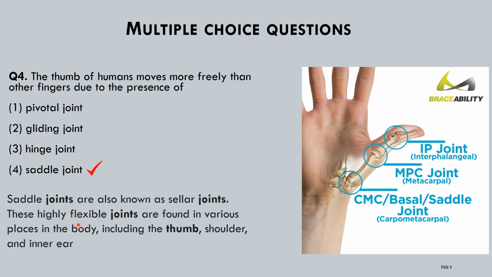These highly flexible joints are found in various places in the body, including the thumb. The main one is the thumb, and you can also observe them in the shoulder and in the inner ear. This is very important. In another exam, they may ask which type of joint is responsible for the free movement of the shoulder and inner ear. For that question also the answer is saddle joint.